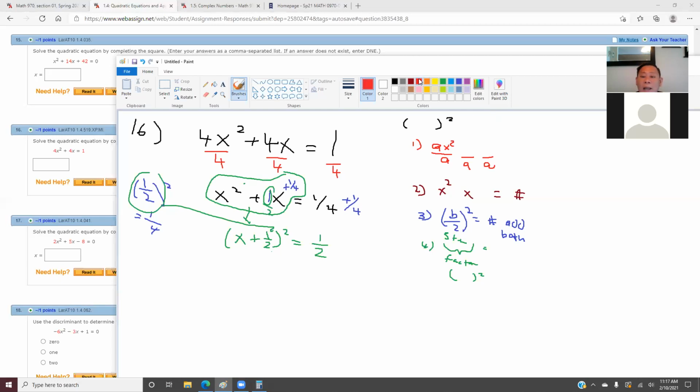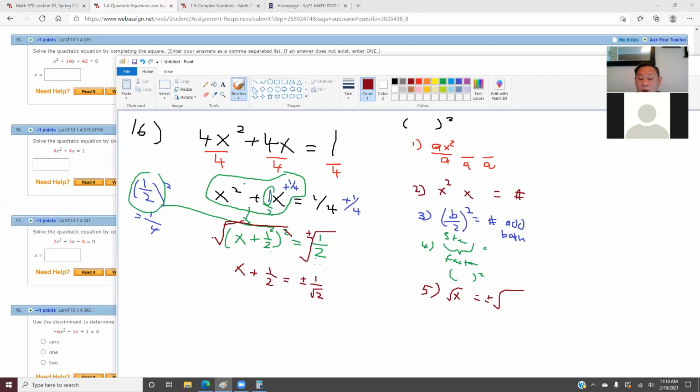And then the last step you have to do here, so this is completing the square, which is a lot of work, is you have to solve for x. So you have to take the square root. And when you take the square root, you need plus minus. In order for us to solve this, we take a square root and do a plus minus. The square and square root will cancel. So what we have here is x plus 1/2 equals plus minus the square root of 1/2.